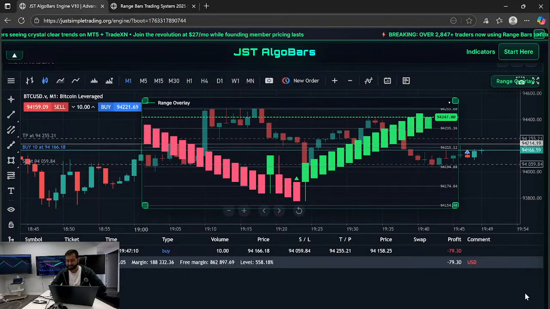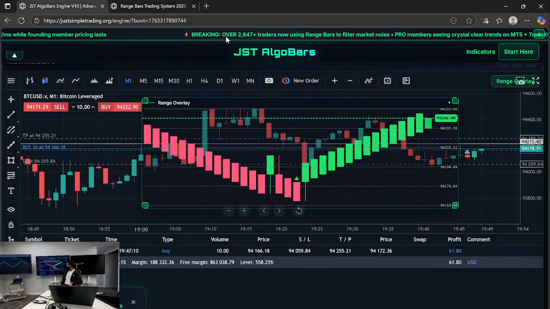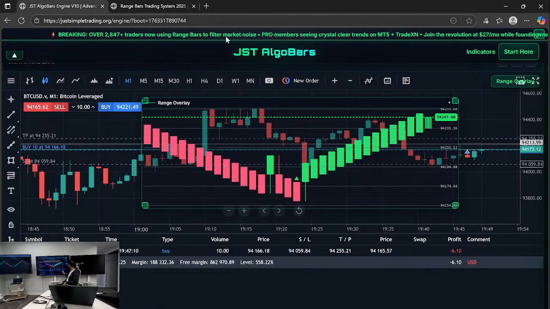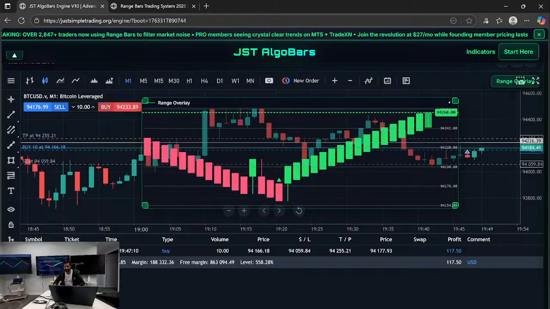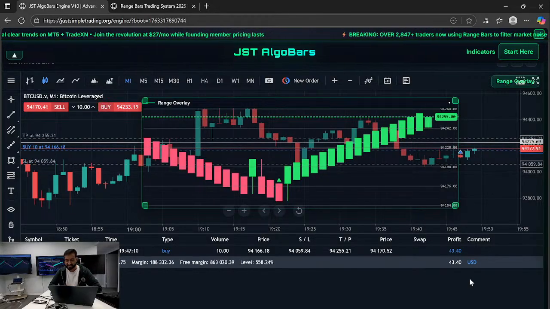Yeah, we're trading BTC right now. We just entered a buy trade. You guys can see, using the range bars right here, we got the reversal, and right here is where I entered the buy trade. Now we're starting to move up. You can see we're in profit around $100 right now. We just entered the trade, so we're going to let it ride out. Let's go.